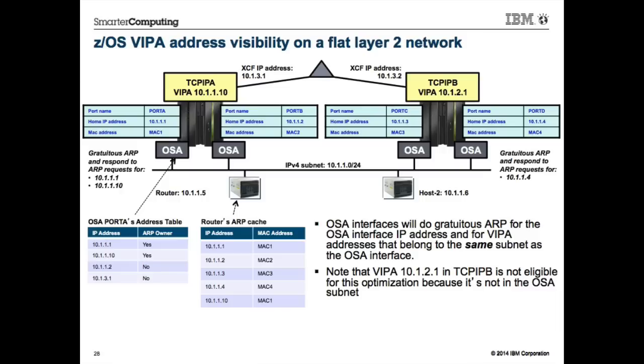So slide 28 shows a configuration where we have a flat layer 2 network. We have an IPv4 subnet whose subnet address is 10.1.1.0.